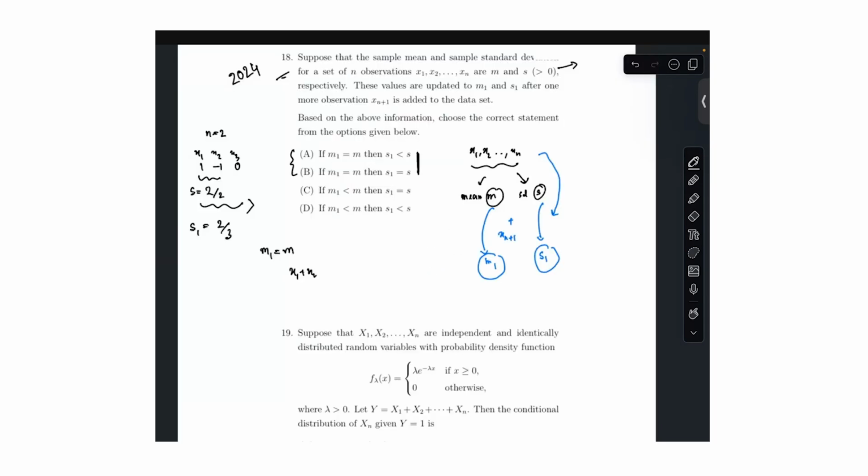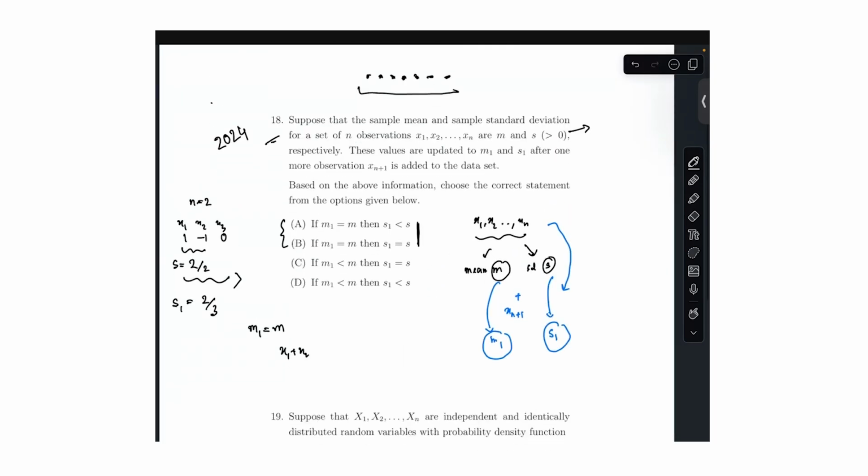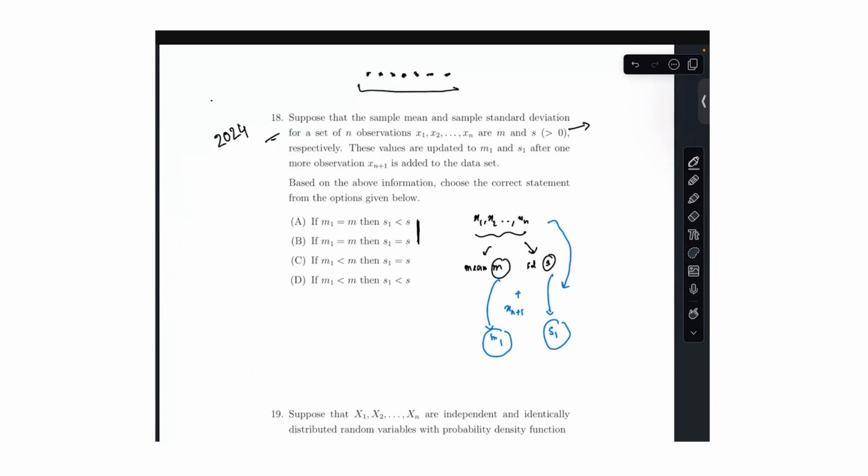That means we need to take a counter example. This actually doesn't prove anything. So we have to take a counter example where S is less than S1. So let's take x1, x2 as 1 and 1, and this is the mean. Sorry, no, it cannot be, because the variance has to be greater than 0. So that is important. So 1 and 3, and the mean is 2, right?